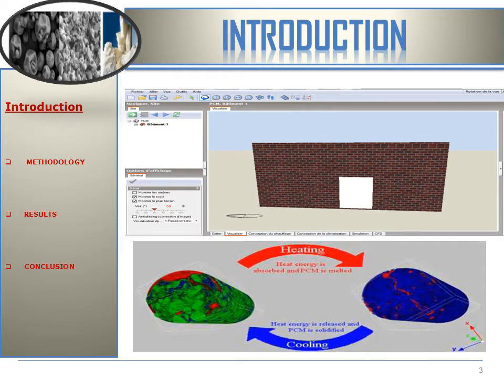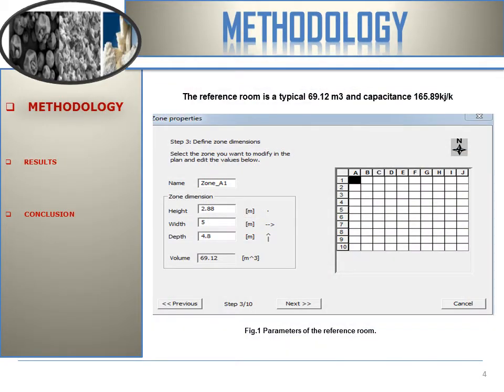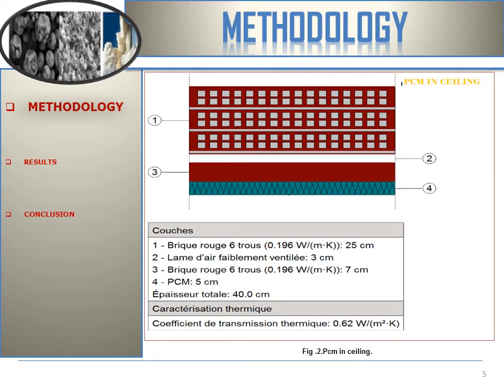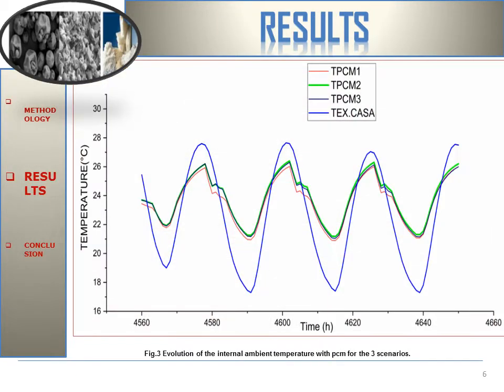We will start with the methodology. The reference room is a typical room of 69.8 meters cubed. Define the zone dimension: select the zone you want to modify in the plan and edit the values below. We can integrate the PCM, phase change materials, in the wall, the ceiling and the roof.